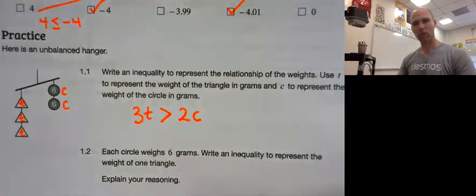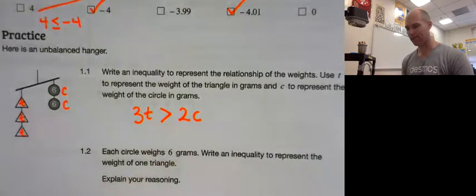Okay, and so now in question 1.2, it's clarifying. Each circle weighs 6 grams. So now we have that information, even though we kind of already saw it there. Write an inequality to represent the weight of one triangle.